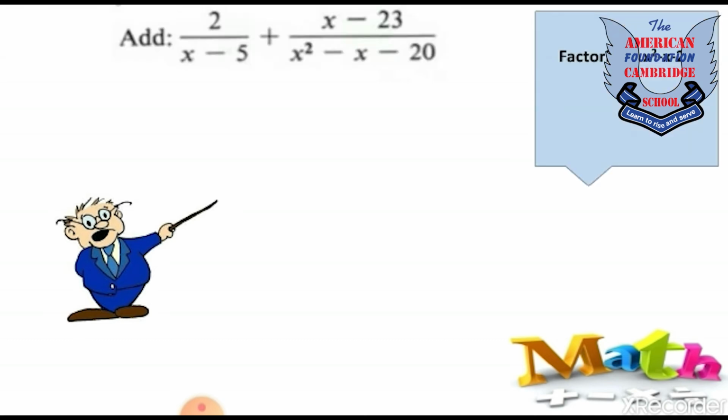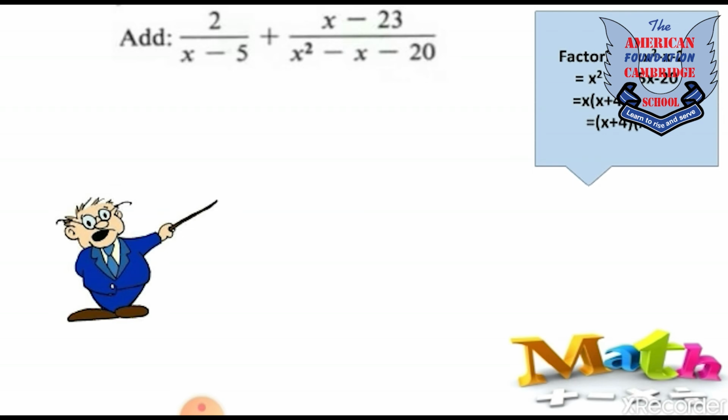This is a quadratic expression, x square minus x minus 20, and it can be factorized by splitting its middle term into two terms. We have done this concept before, so I won't go into details here. It will be factorized like this. So after factorization you will get x plus 4 and x minus 5 as its factors.